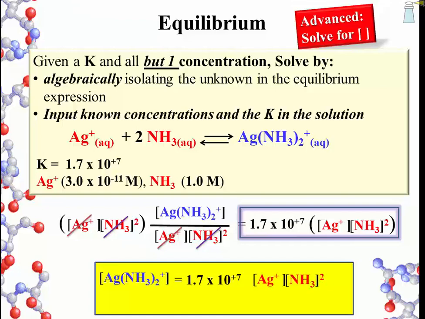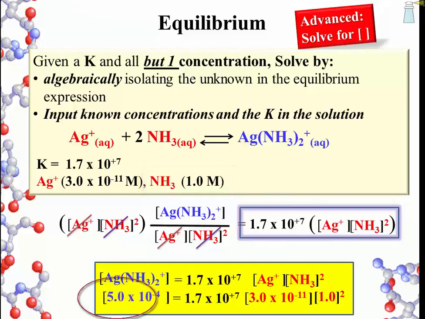Insert known values and solve. That is K, 1.7 times 10 to the 7th, times 3.0 times 10 to the minus 11, times 1.0 squared. 1.0 squared is 1. The concentration of diamine silver is 5.0 times 10 to the minus 4. Algebra.